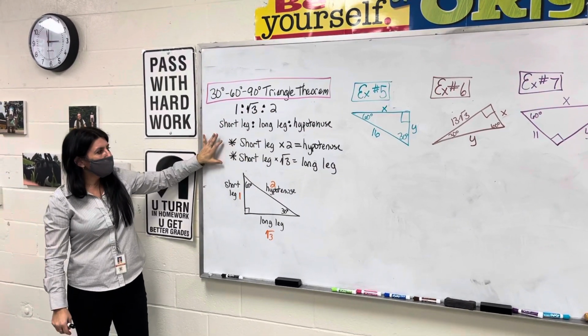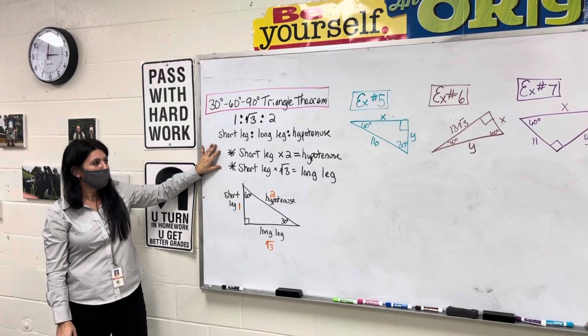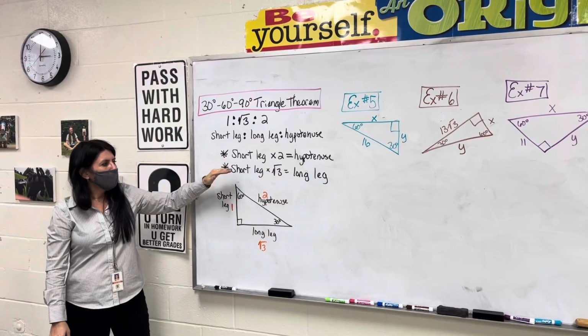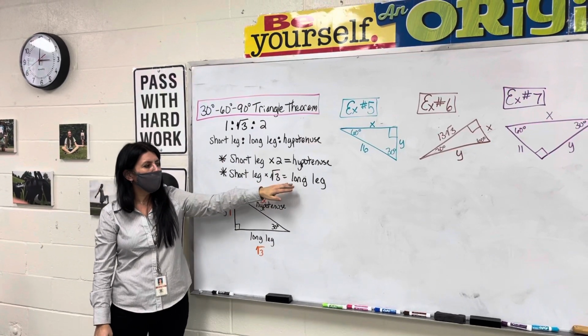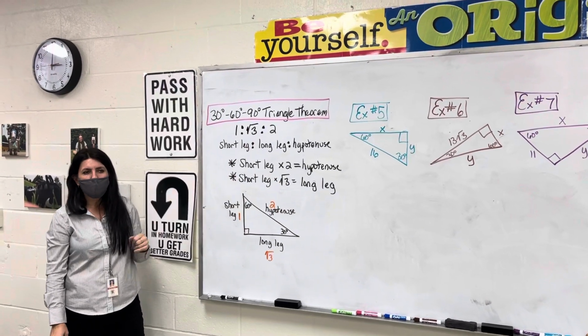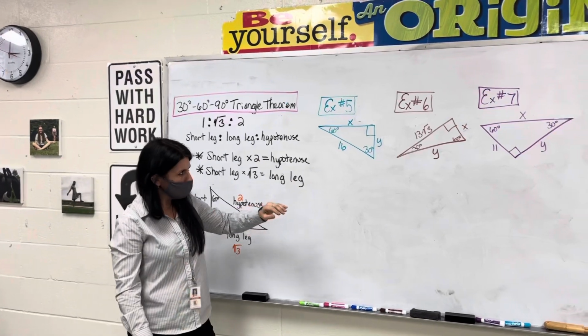Taking that idea, these are the two rules that you need to know for this 30, 60, 90 theorem. Short leg times 2 is the hypotenuse, and short leg times the square root of 3 is the long leg. So these are two rules that you need to know to figure out unknowns. Let's look at our first example.